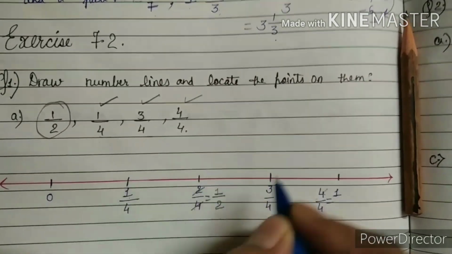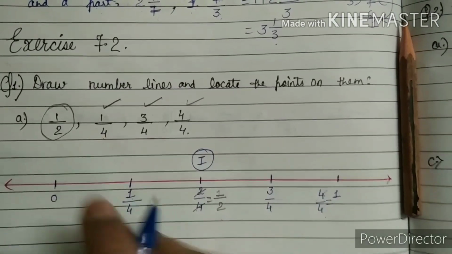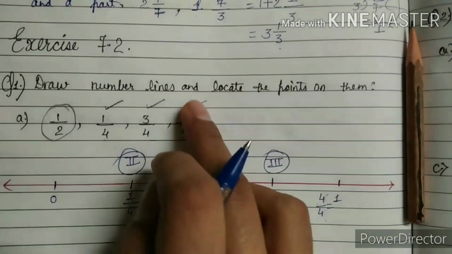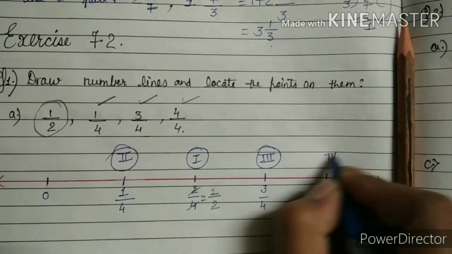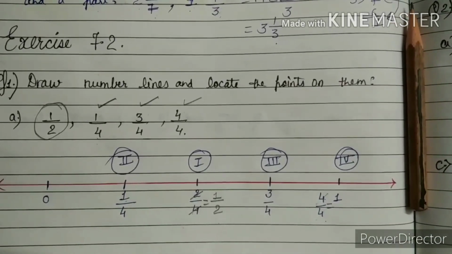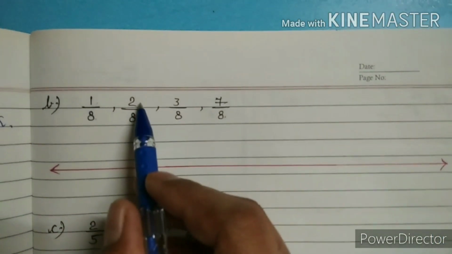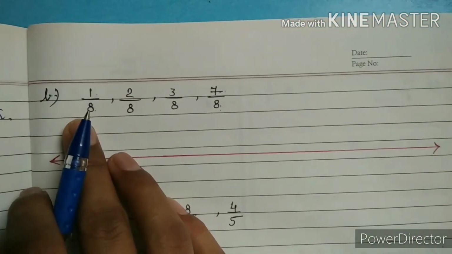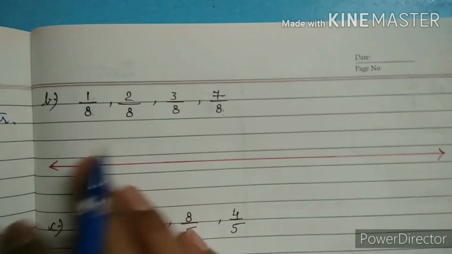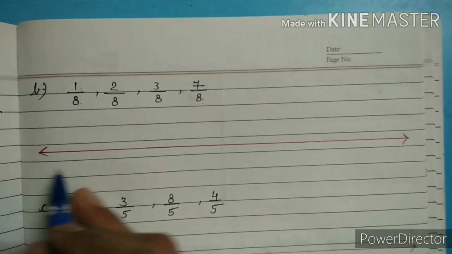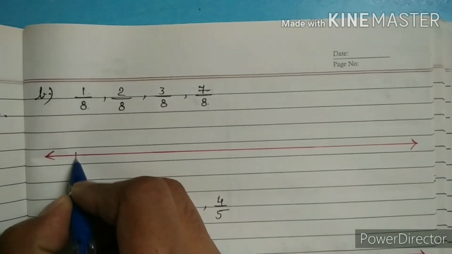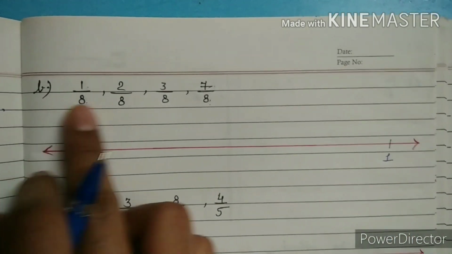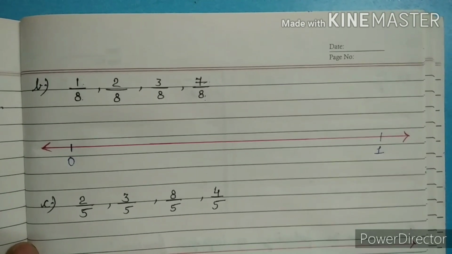Okay, so this is the first point, 1 by 4 is the second point, 3 by 4 is the third point that we have to locate, and lastly 4 by 4. This is the fourth point. B is 1 by 8, 2 by 8, 3 by 8, 7 by 8. Again we have to divide the number line in between 0 to 1. Why 0 to 1? Because they all are positive and proper.